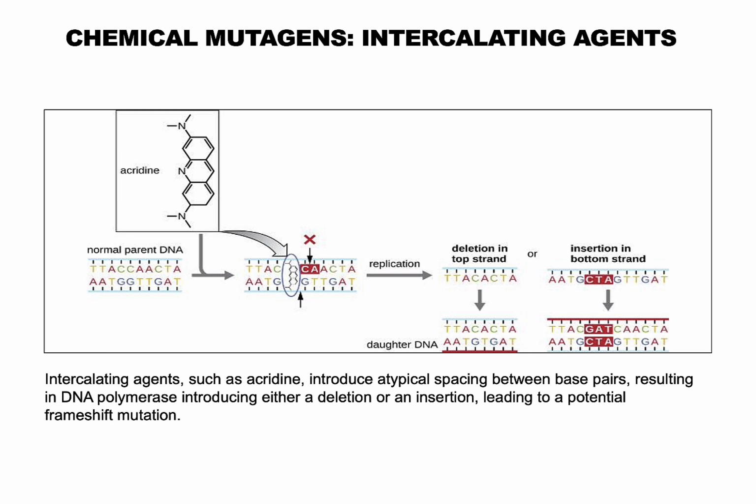Combustion products such as polycyclic aromatic hydrocarbons are especially hazardous intercalating agents that can contribute to mutation-driven cancer. Commonly used intercalating agents in the laboratory, such as ethidium bromide and acridine orange, serve to stain DNA for visualization and are also potential mutagens.